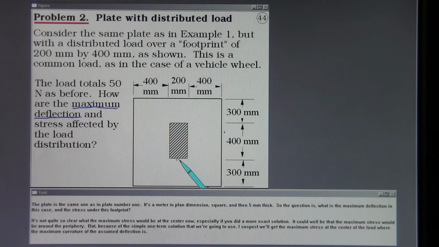It's not quite so clear that the maximum stress would be at the center now, especially if you did a more exact solution. It could well be that the maximum stress would be around the periphery. But because of the simple one-term solution that we're going to use, I suspect we'll get the maximum stress at the center of the load, where the maximum curvature of the assumed deflection is.